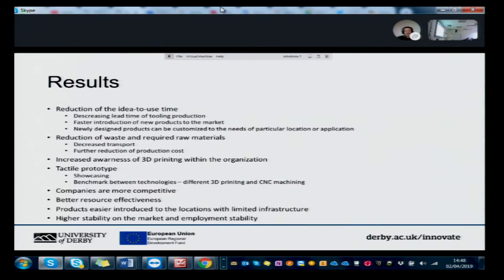We increased awareness of 3D printing and other novel technologies within the companies, which is very often important to do. Also, a tactile prototype was important for the companies, as I mentioned. Companies became way more competitive between their own colleagues and also more competitive against big companies. They became more resource effective, which is very important as well. And as I mentioned, products can be introduced way more easily to locations with limited infrastructure.